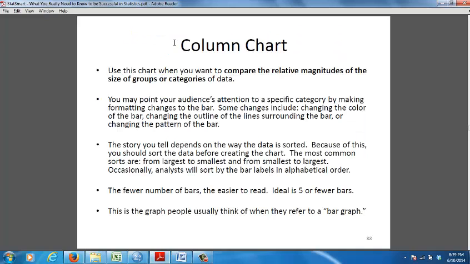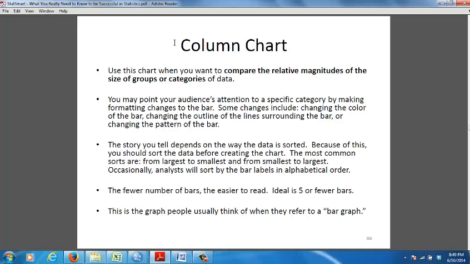So here is some more information about the column chart. You'd use this to compare relative magnitudes. You can point your audience's attention to a bar by doing something to make it stand out. You can outline the bar, change the color, make it bold, or change the pattern. This makes your audience's eye go to the one that stands out. So if you have a number that looks like an outlier, or looks like a big improvement in your curriculum design or your assessment, then you want to change that bar so your eyes go to it.